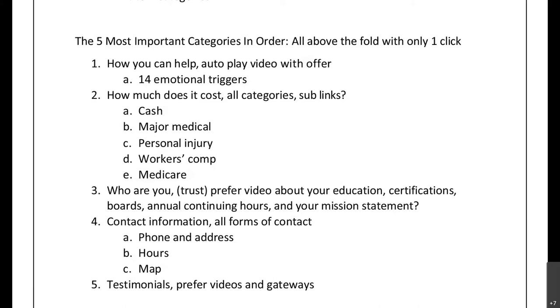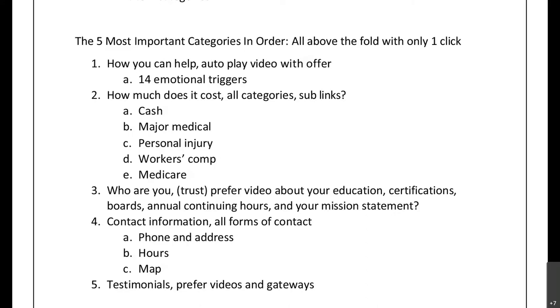These are the absolute most important topics on your website right there. How can you help? It better be like screaming right when you go to that page. I shouldn't have to scroll down. I shouldn't have to click on any other links. Immediately, you should be telling me how you're going to help me with as many of these emotional triggers as possible. So even if you do the video yourself and you don't remember the 14, which you won't, you just make sure you capture the main ones.